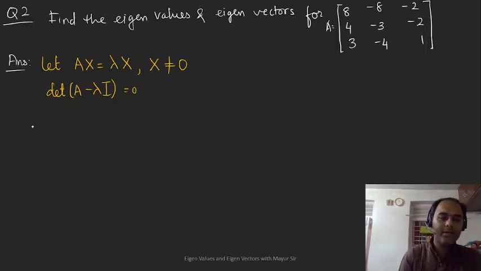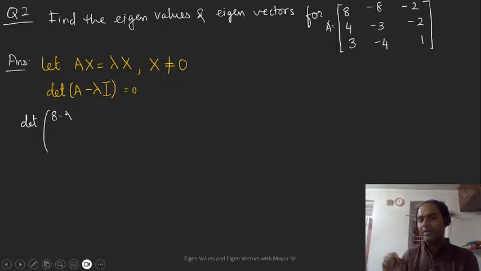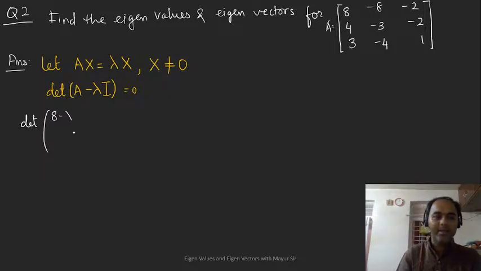We now write the determinant. Write the matrix here. You can write matrix A minus lambda I. What you need to do is this: from the diagonal elements 8, minus 3 and 1, you subtract lambda. So 8 minus lambda, minus 3 minus lambda, 1 minus lambda, minus 8, minus 2, minus 2, 4, 3, minus 4 equal to 0.